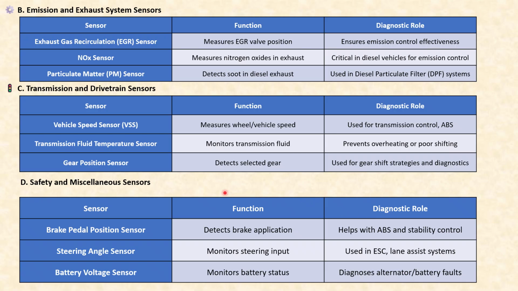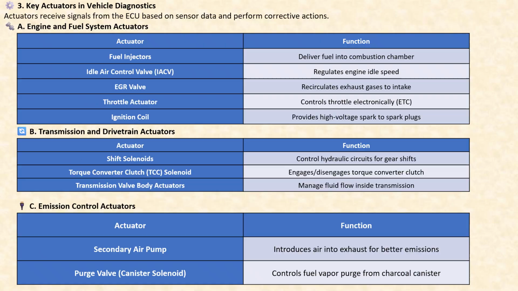Now talking about the safety and miscellaneous sensors. First is the brake pedal sensor, whose function is detecting brake application, and it helps with the anti-lock brake system and stability control. The steering angle sensor monitors the steering input, used in electronic stability control and lane assist systems. The battery voltage sensor monitors battery status and diagnoses alternator and battery faults. This battery voltage sensor is extremely important when it comes to the sensors used in electric vehicles. Now, we just saw the list of sensors.